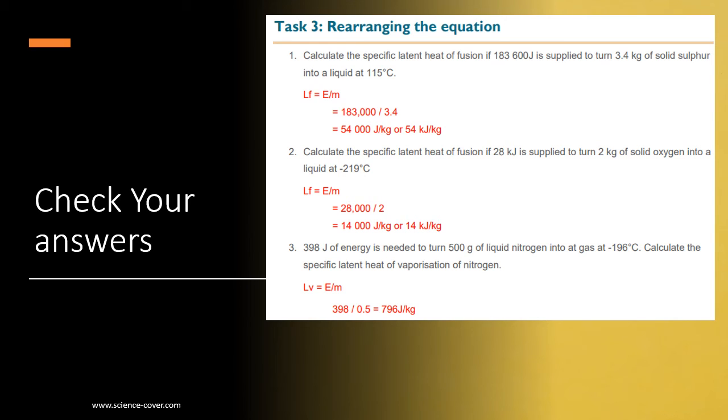Calculate the specific latent heat of fusion if 183,600 joules is supplied to turn 3.4 kilograms of sulfur into a liquid. So the latent heat of fusion is the energy divided by the mass, which is 183,600 divided by 3.4, which is 54,000.